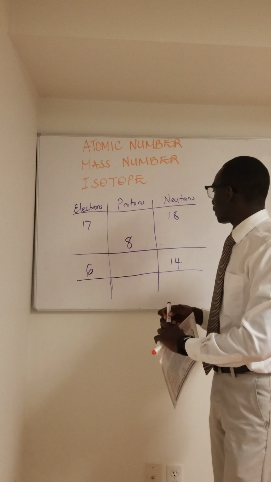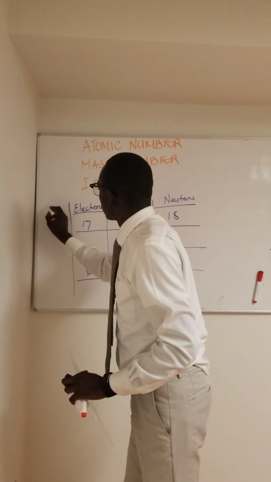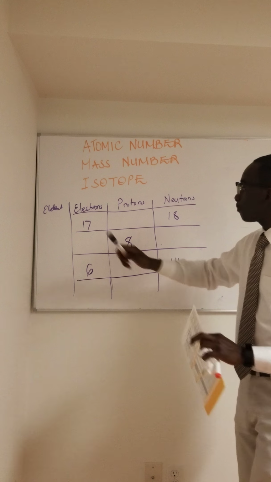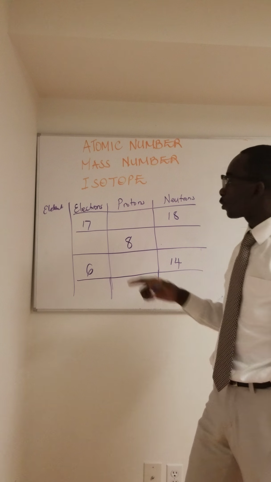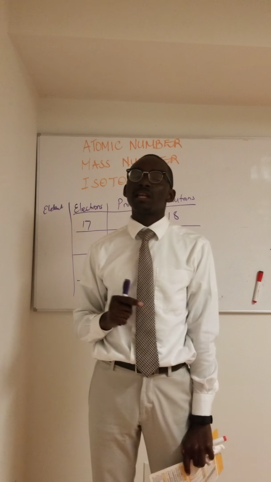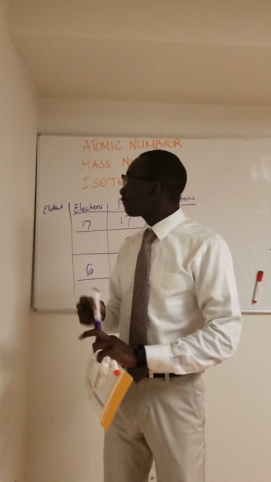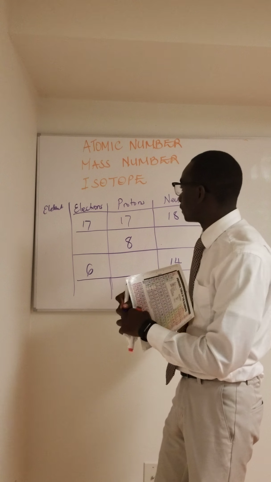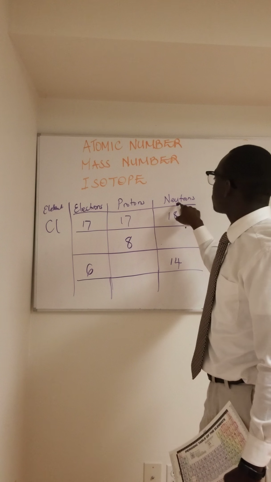So this is one of the ways they can ask you to identify an element. In this first example, they're telling us that this element has 17 electrons. If you have 17 electrons, then remember the other rule that the number of protons must be equal to the number of electrons. Therefore, we must have 17 protons. If you have 17, then you go to your periodic table. Element number 17 is chlorine. You've already identified the chlorine, and it has 18 neutrons.